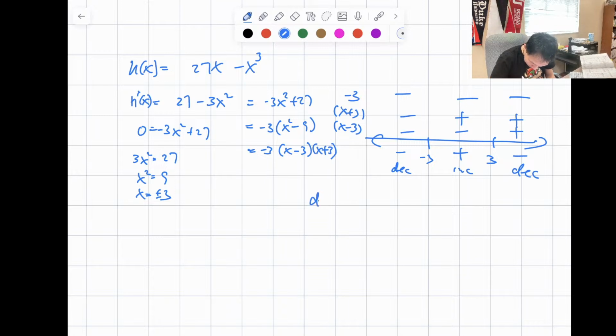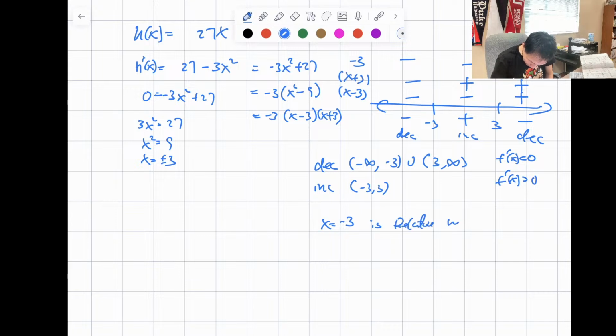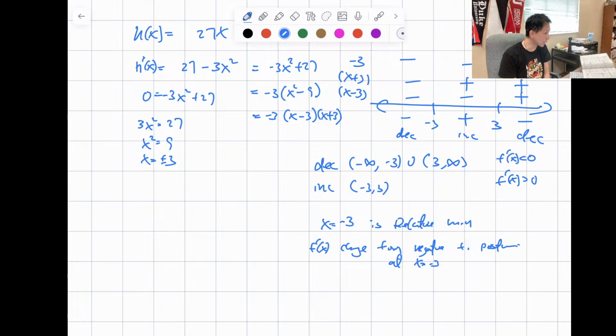So it'd be decreasing from negative infinity to negative 3, union from 3 to infinity. Increasing from negative 3 to 3. And if you want a justification, just say f prime of x is less than 0, f prime of x is greater than 0. Is that okay? What happened at x equal to negative 3? Is it a maximum or minimum? Minimum, a relative minimum, because f prime of x changes from what? Negative to positive. And that's how you justify it at x equal to negative 3. If you have that, that's your justification.